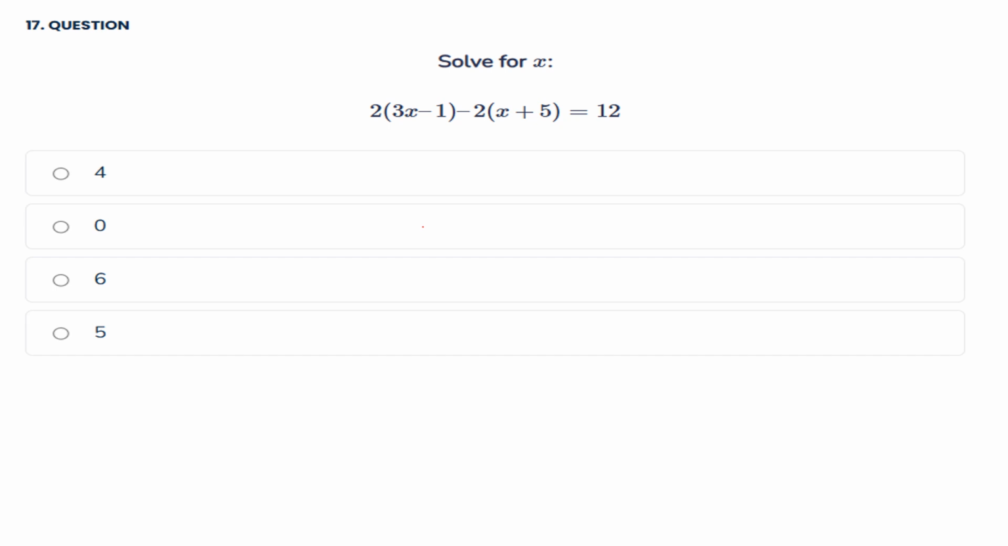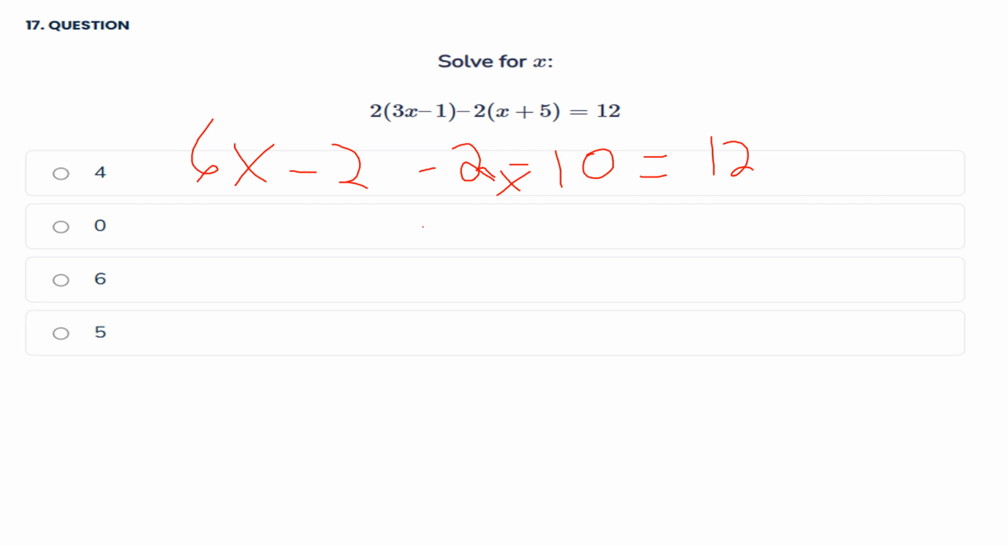So I'm going to multiply 2 times 3x minus 1. That gives us 6x minus 2. And then I'm going to multiply negative 2 times x plus 5. That gives me negative 2x minus 10. And then all of that equals 12.